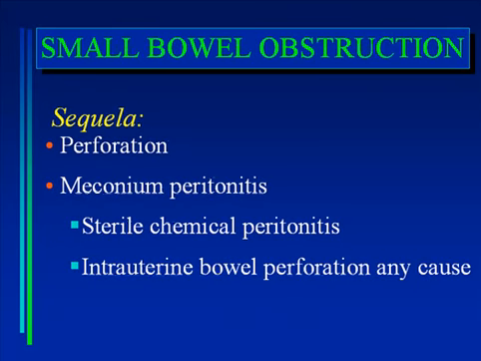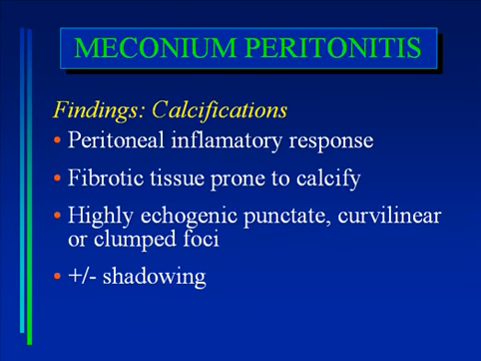Now, in some fetuses with small bowel obstructions, one of the sequelae is perforation of the bowel, and if the bowel perforates, this can lead to meconium peritonitis. Meconium peritonitis is a sterile chemical peritonitis that can occur with intrauterine bowel perforations of any cause. The most characteristic finding of meconium peritonitis is to see calcifications in the peritoneal distribution. These calcifications are due to a peritoneal inflammatory response. This response can cause formation of a fibrotic tissue that's prone to calcify.